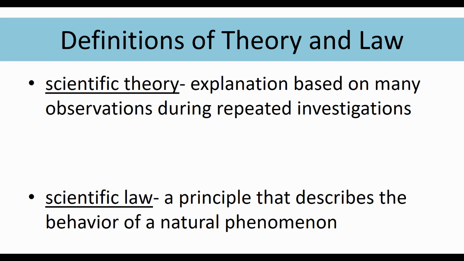Our definition for a scientific theory is an explanation based on many observations during repeated investigations. Let's break that down. We can tell that it is much stronger than a guess because it has been tested many times. That is what repeated investigations mean. Also, it is based on many observations. Many right there, many observations, not just one. It is not based on hunches. So it's not a hunch or a guess.